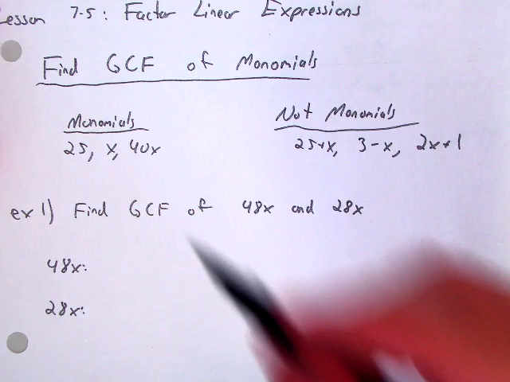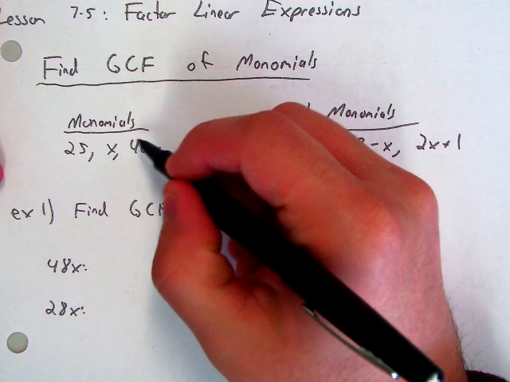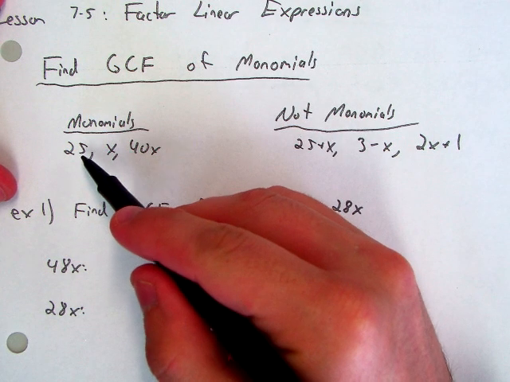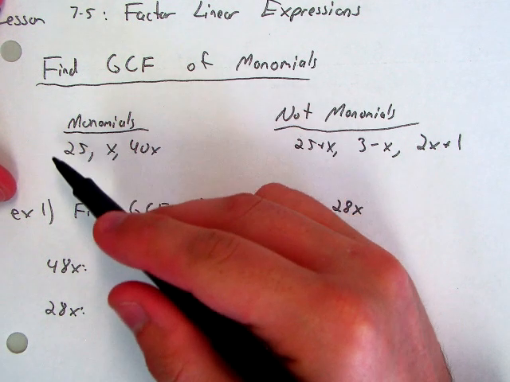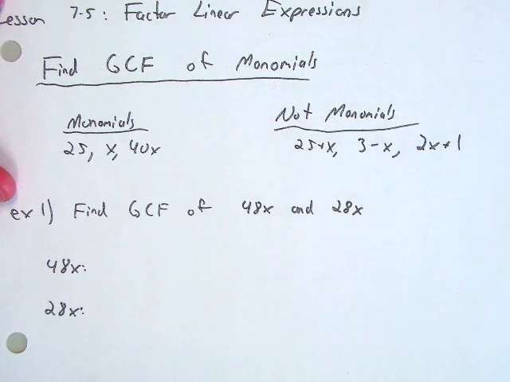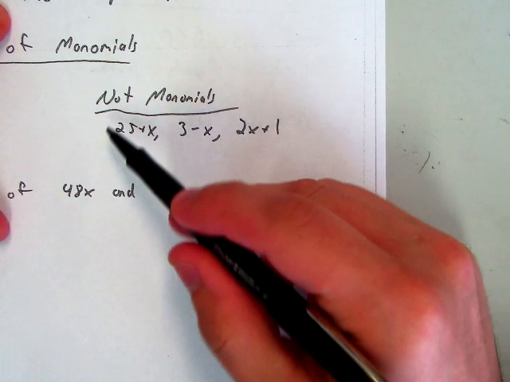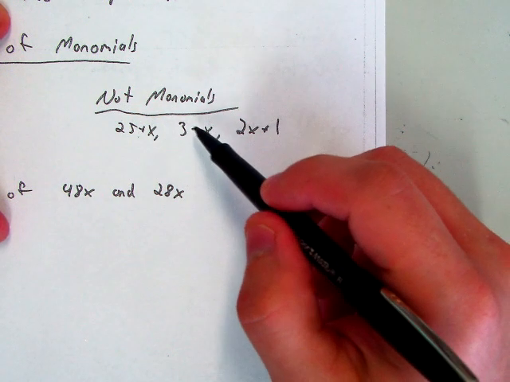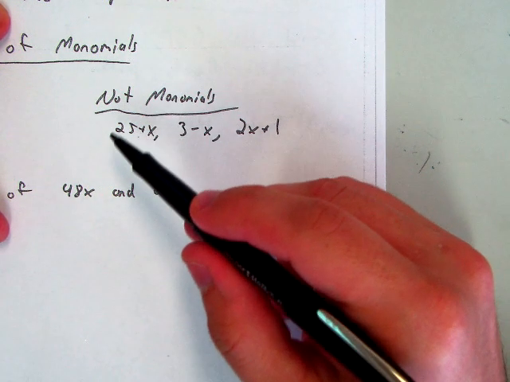Now, monomials are expressions that don't have a plus or a minus sign between them. So 25, that's an expression. It doesn't have a plus or a minus sign, so it is a monomial. Same with x, same with 40x. These three expressions are not monomials because there is a plus sign or a minus sign between two terms. So these are actually not called monomials.